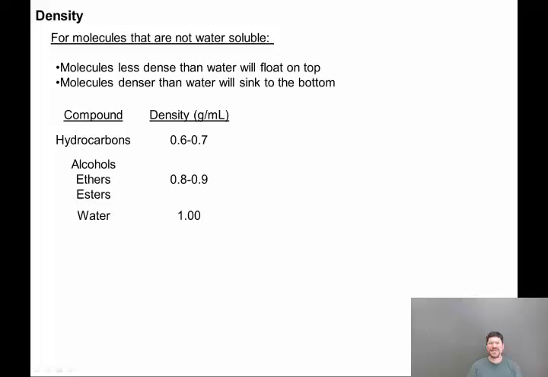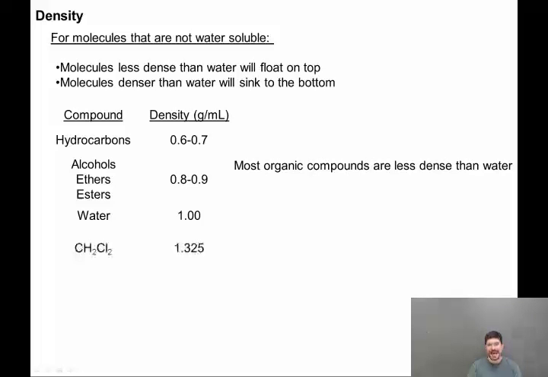Similarly, alcohols, ethers, and esters do not have quite as low of a density as hydrocarbons do, but their densities are still less than that of water, and if you have a mixture of the two compounds, the organic layer will be on top and the water layer will be on the bottom. Okay, so most organic compounds are less dense than water. I say most because the key exception are the halogenated molecules. So dichloromethane has a density of 1.325 and chloroform has a density of 1.492.